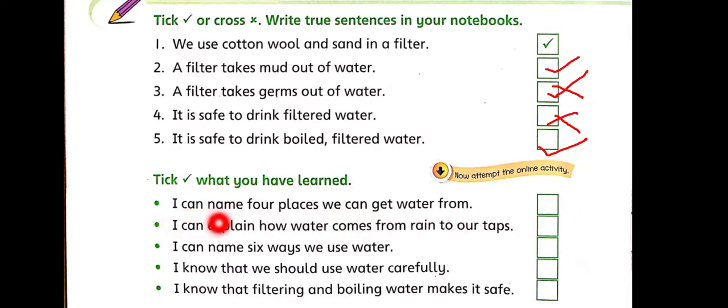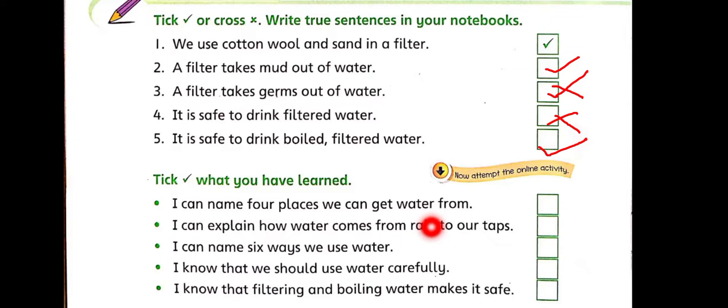I can name four places we can get water from. Quickly, students, now take a quick revise in your mind, can you name the four places where we can get the water from? Just suppose I am saying a hand pump, and the next one, which thing did villagers use to get the water in the ancient time? Exactly, that is the well.